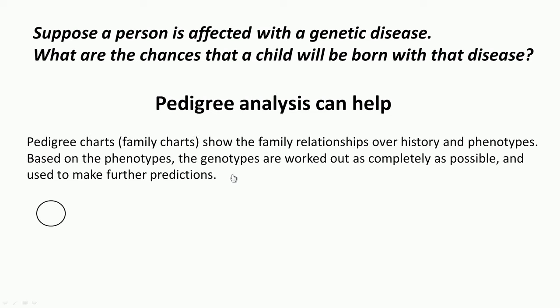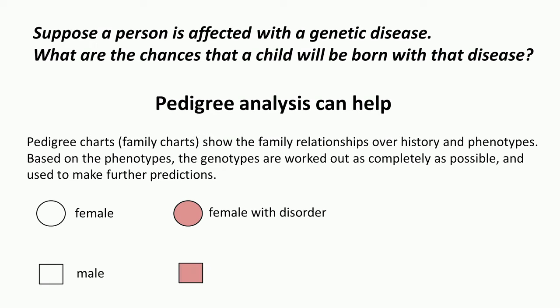For that, we have a certain terminology. If you have a circle, it means a female. If you have a square, it means a male. These are standard terminologies for pedigree analysis. If you have a filled circle, it means that the female has the disorder. The disorder is apparent. If it is a filled square, it is a male with the disorder.